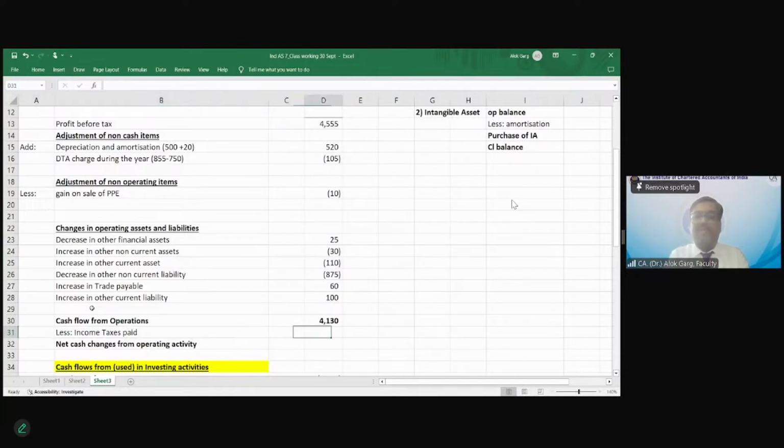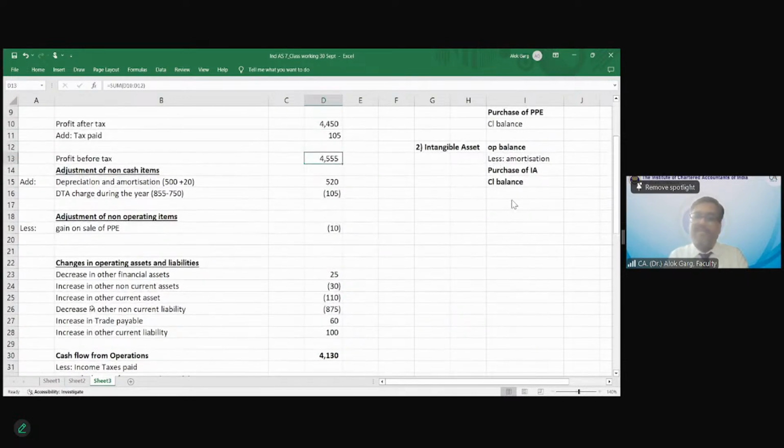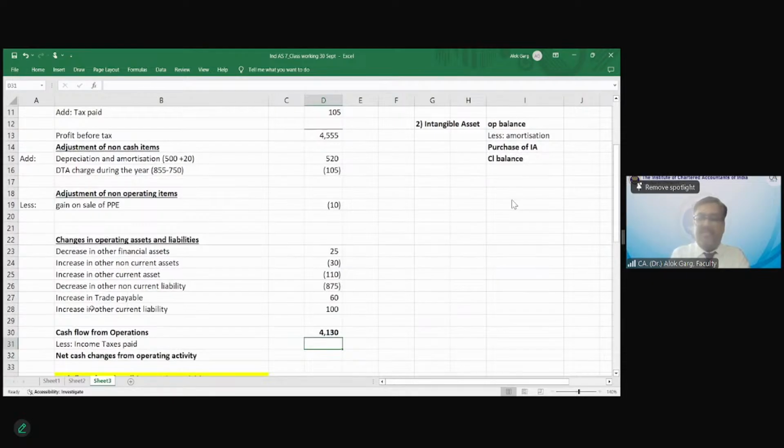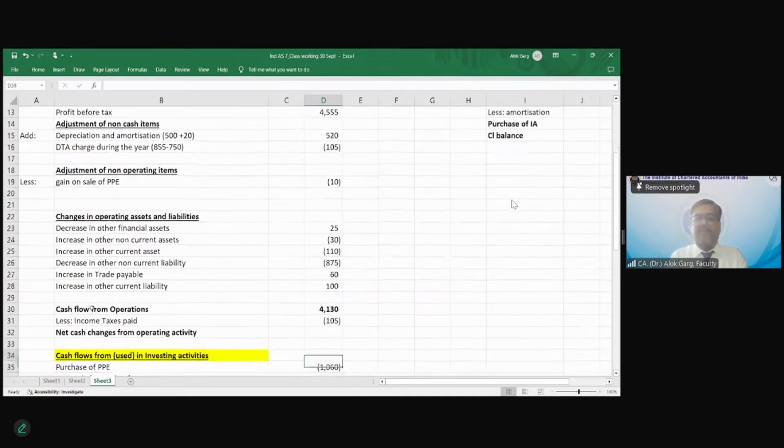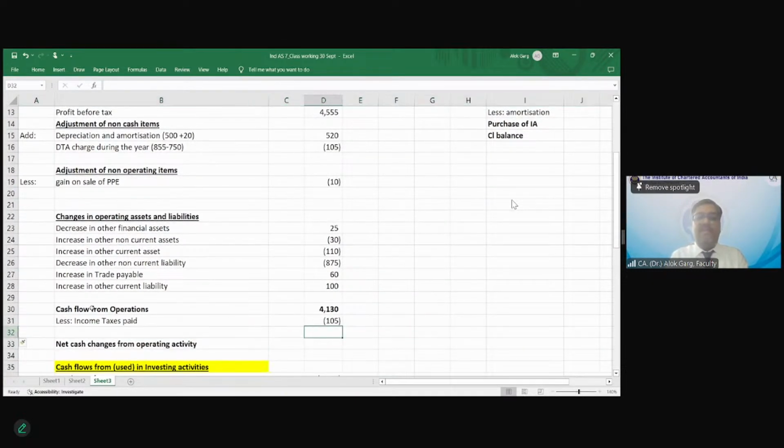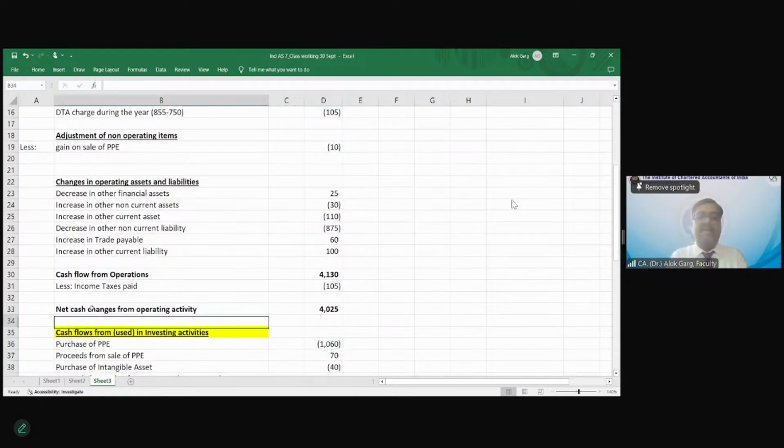Now, how much is my income tax paid? You remember, for arriving at profit before tax, I have added back my tax paid, but it has been paid. It has decreased my cash flow. So what is my net cash change from operating activity? 4025. 4025, right?